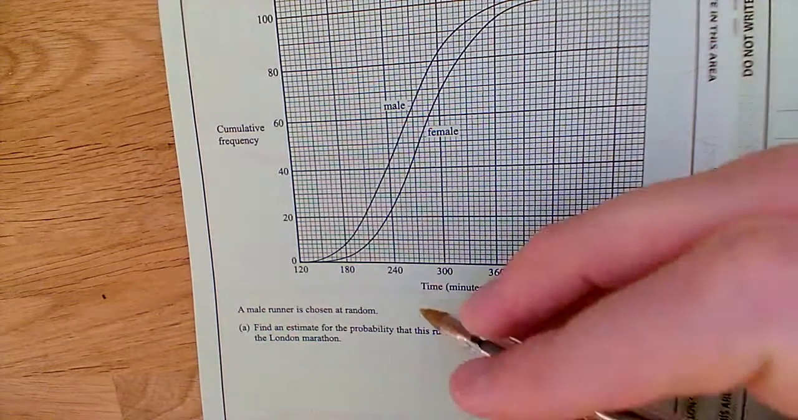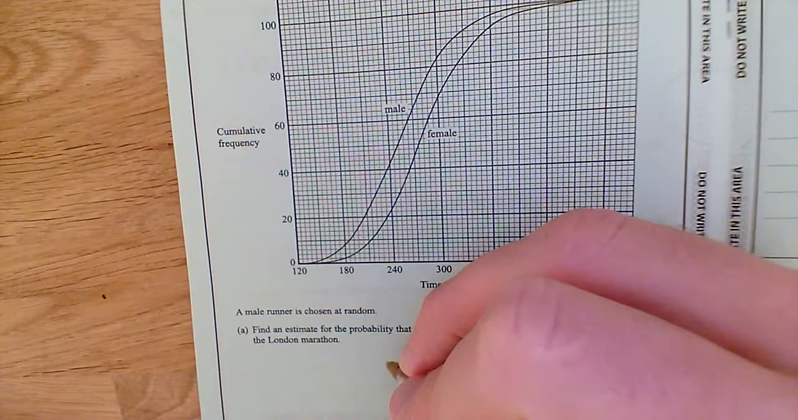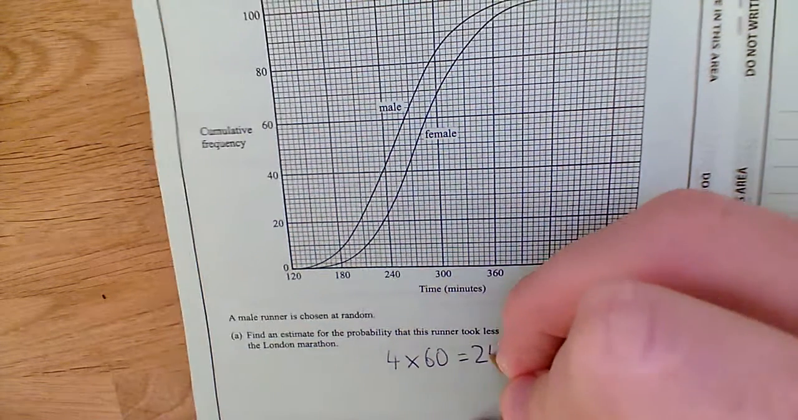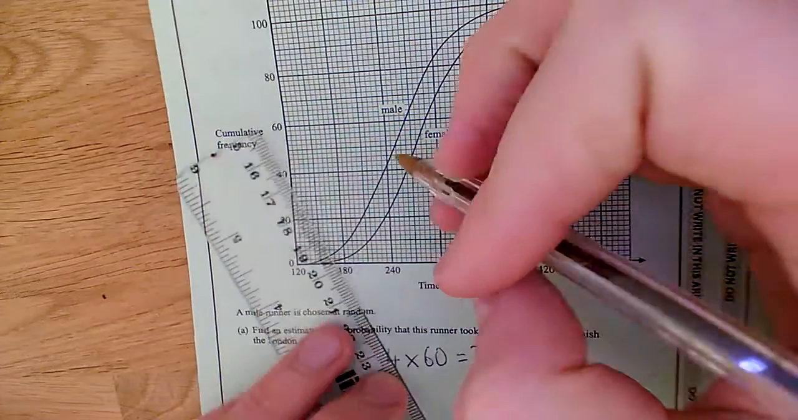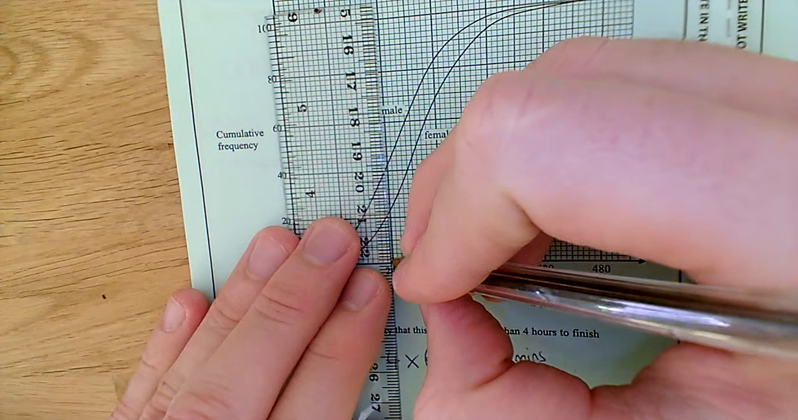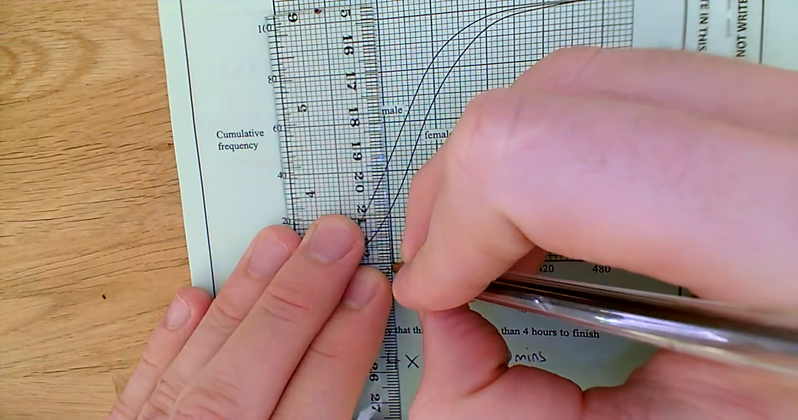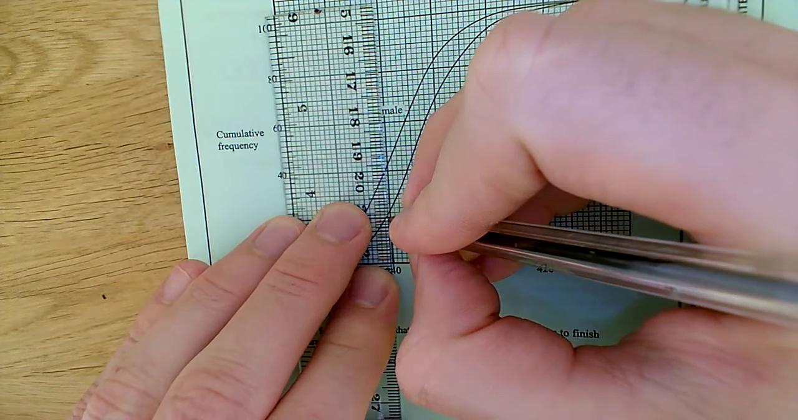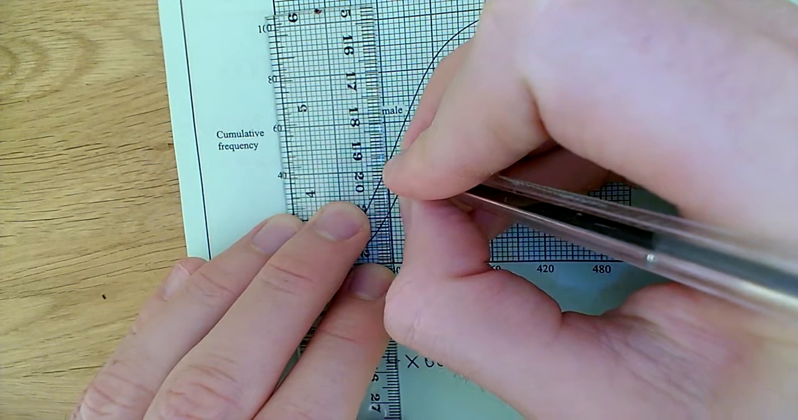Now your first mark for this is just to say, right, 4 hours. My x-axis is actually in minutes, so 4 times 60 is 240 minutes, and using your ruler, you have to read off from 240. So the first mark is just reading off from 240. Because we're talking about a male runner, we go past this female runner line, we go up to the male runner, and then we read across.